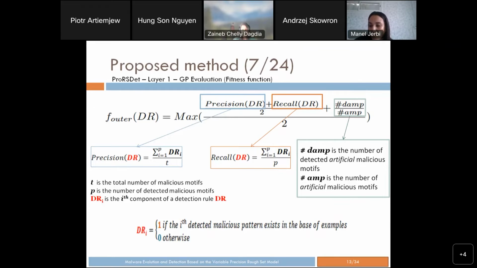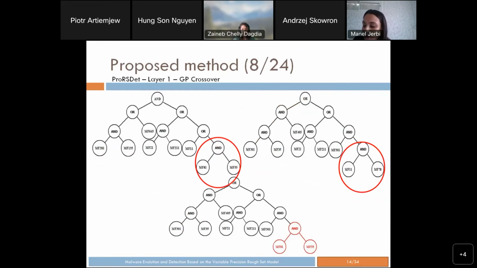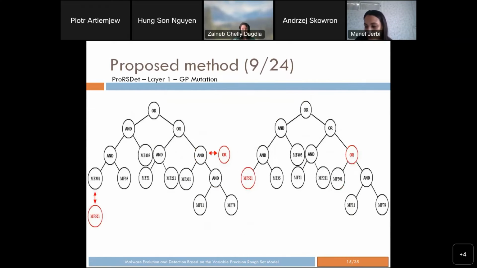For the crossover operator, new offsprings of rules are created for the new populations by randomly exchanging subtrees. And for the mutation operation, one new offspring is generated by randomly mutating a part of one selected GP tree. For example, the node AND can be mutated to the OR operator.